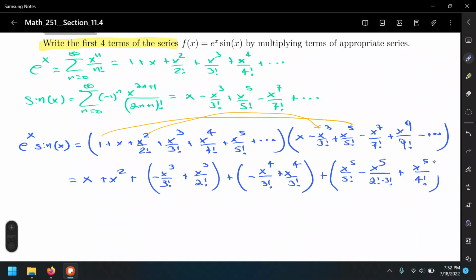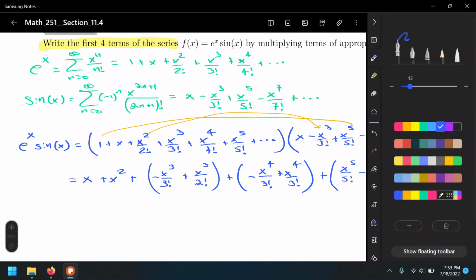All right. And we're going to stop here because in this case, they're only asking us for the first 4 terms of the series. So I'm going to write a plus dot dot dot to indicate that there's more terms. So again, be careful because these 2 cancel. They're the same quantity with opposite sign.